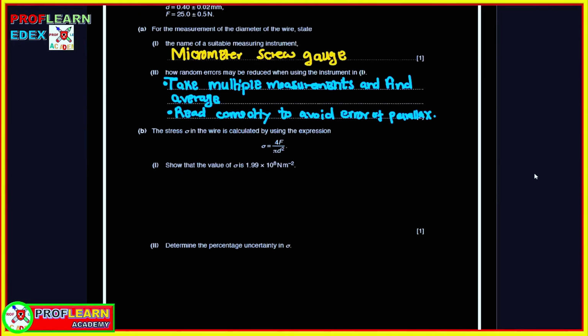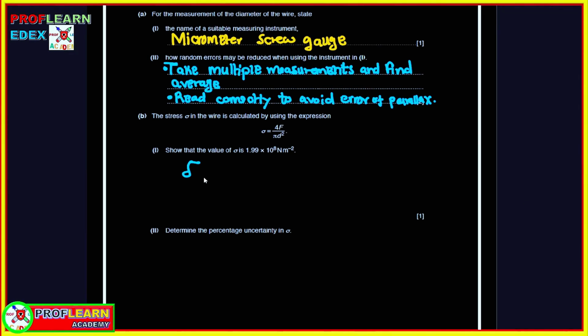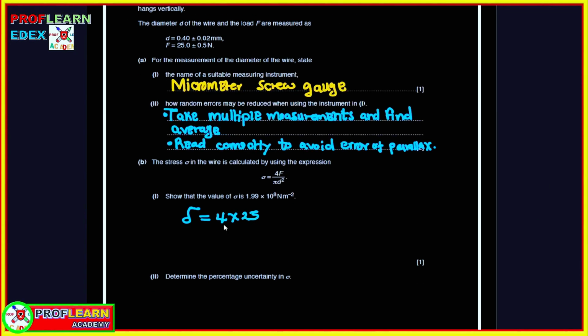The stress sigma in the wire is calculated using the formula 4F over pi d squared. So now we are supposed to show that the value of stress is 1.99 times 10 raised to power 8. In this question, we are just substituting F and D, and also ensure that diameter D is in SI units, meters. So we need to do the substitution.